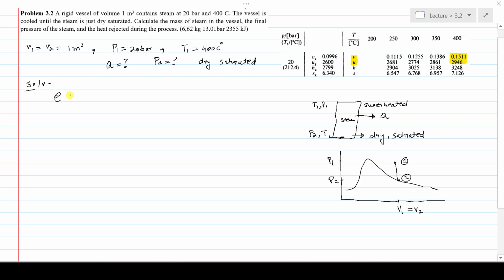Now at 20 bar and 400 centigrade, from the superheated steam table, this is the portion of the steam table. At this 20 bar and 400 centigrade, you can see the specific volume value is 0.1511 meter cube per kg, and the internal energy U1 value is 2946 kilojoule per kg. So let me write its value.